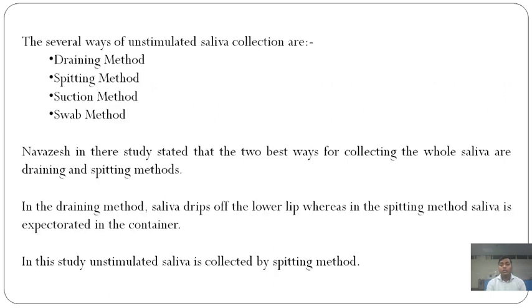There are different ways of collecting unstimulated saliva: the draining method, spitting method, suction method, and swab method. The study by Navazesh stated that the two best ways of collecting whole saliva are the draining and spitting methods. In the draining method, the saliva drips off the lower lip, whereas in the spitting method, the saliva is expectorated into a container. So in this study, unstimulated saliva was collected by the spitting method. We provided a sterile container to the patients of both groups and allowed them to spit in that container, and that saliva was taken to the lab for the estimation of total protein and calcium.